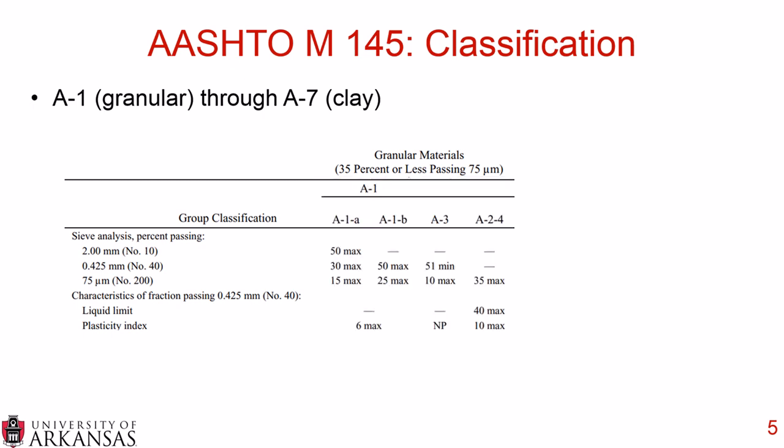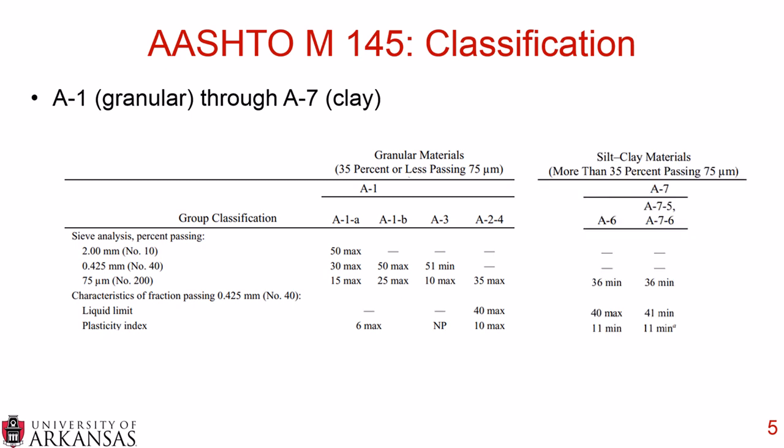And so you can see here for A1 material, we have an A1A and A1B. We have an A3 and A2-4. The sieve sizes are slowly getting smaller for the total passing. So as you go down these numbers, in general, the material is a smaller size, but you could see also the plasticity index is increasing and a cap on the liquid limit is introduced as we get down to the A-2-4.